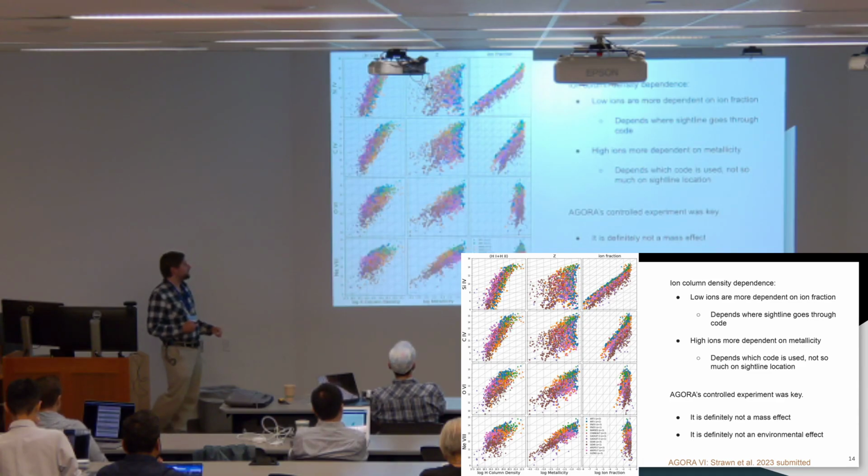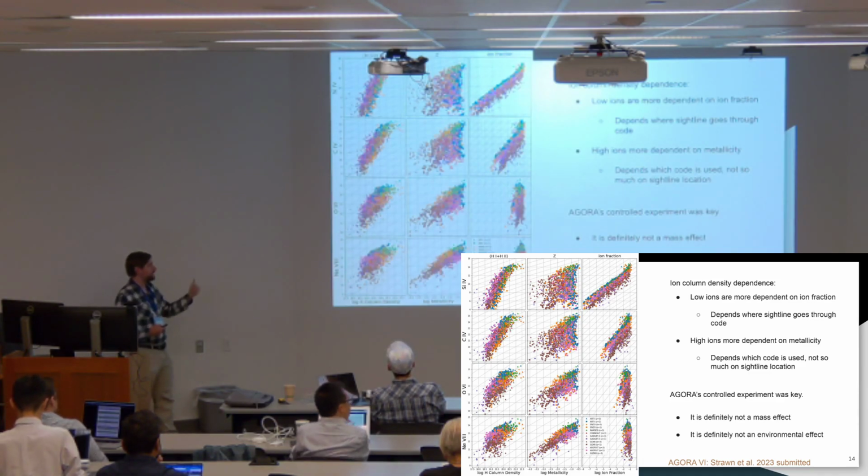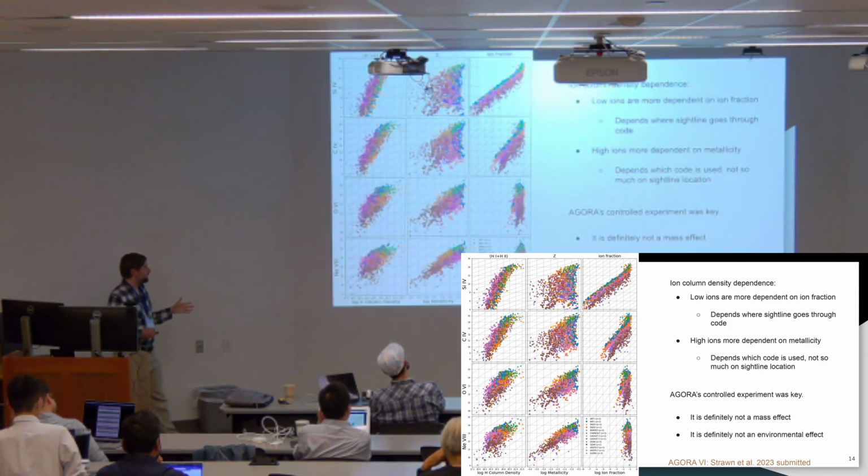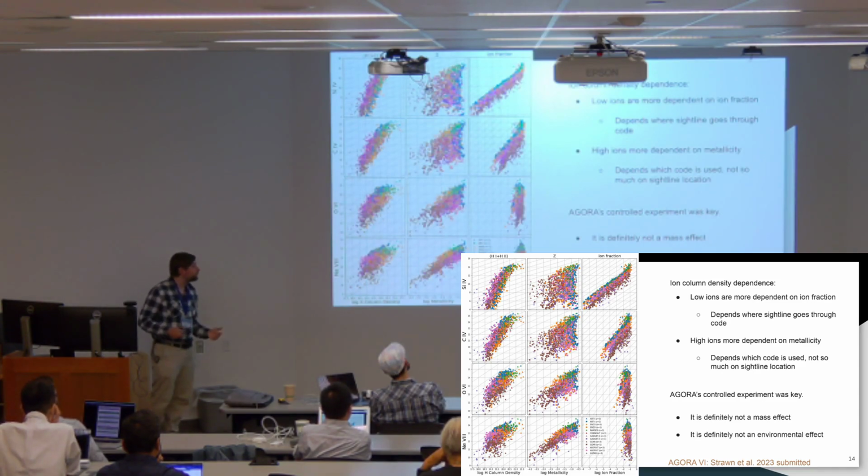Here, the sightline matters, right? Which sightline you have goes through the right state, you get a lot of this ion. If it goes through the wrong state, you get nothing. Whereas here, all the sightlines are pretty good, and it really depends more on the code and the metallicity.